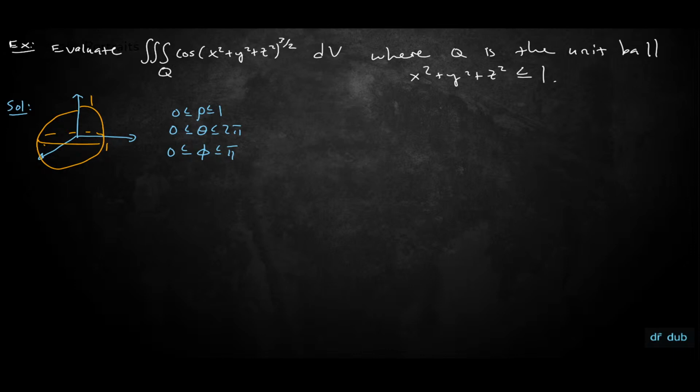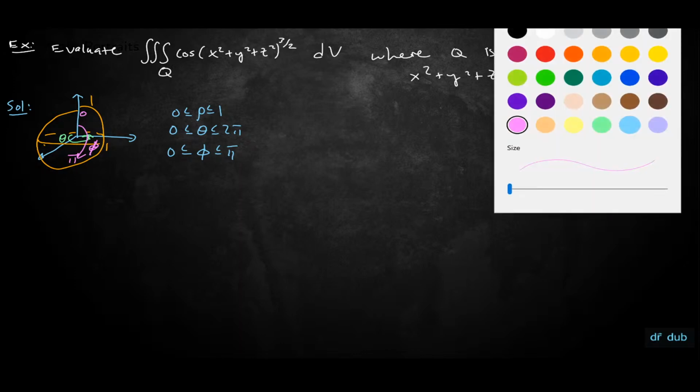So you can imagine theta goes all the way around the z-axis, and phi goes this way from 0 to pi. If you did phi from 0 to pi over 2 or something like that, that would just give you the top half of the sphere. So to get the bottom half of the sphere, phi needs to go from pi over 2 to pi. And then that will give you the entire sphere.